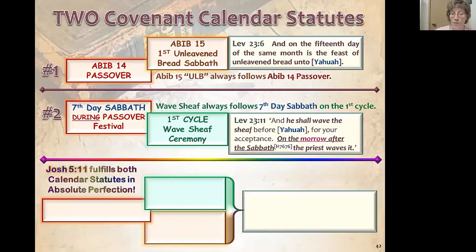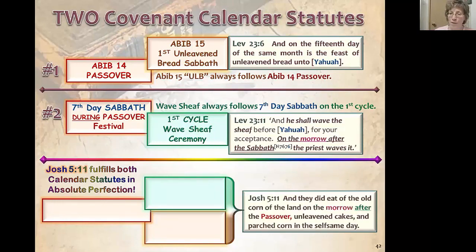Joshua is going to fulfill both of these calendar statutes in absolute perfection. He puts it all together. I guess Yahuwah did it. He had this year arranged just perfectly. In Joshua 5:11, and they did eat of the old corn of the land on the morrow after the Passover. They ate unleavened cakes and parched corn.